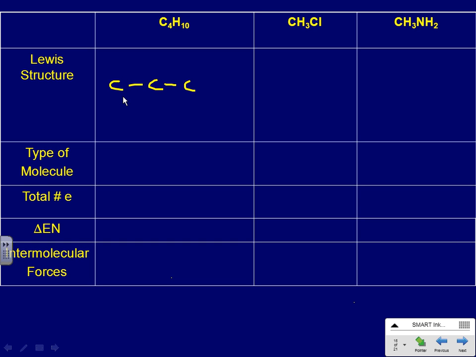Again, I don't need 3D at this point. Hard to draw that. 1, 2, 3, 4. I'm going to just leave the H's off of that thing. What type of molecule is this? Non-polar, right? It's all C's and H's. Total electrons? 34 electrons. Delta EN, I'm not even going to worry about that. Intermolecular forces, London.